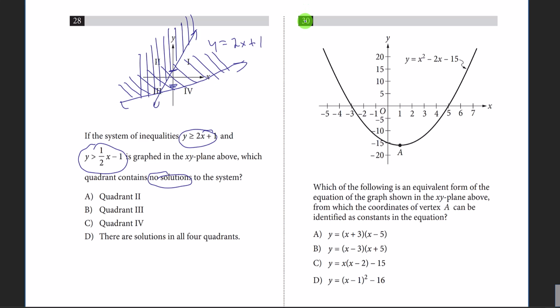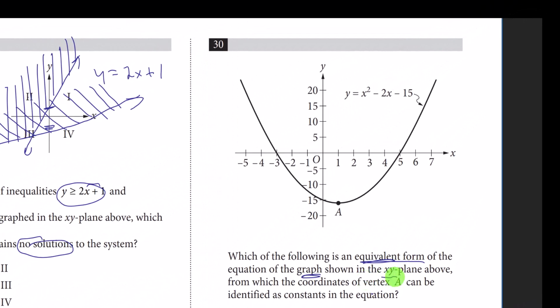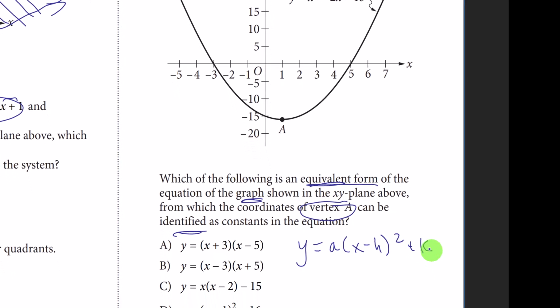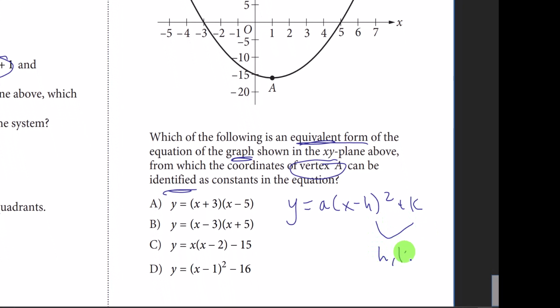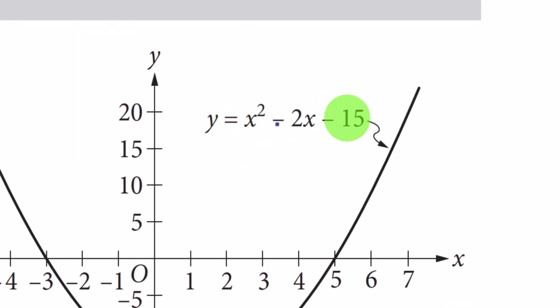Question 30. So which of the following is an equivalent form of the graph? And make sure you realize they're talking about where the vertex can be identified. So in order for the vertex to be identified, you have to be using the vertex form. Okay, the vertex form is y equals a times x minus h quantity squared plus k, and the h, k is going to be the vertex of the parabola. All right, so we're not just looking at any equivalent form. If you look at this up here, the x squared minus 2x minus 15, that is just called the standard form there.